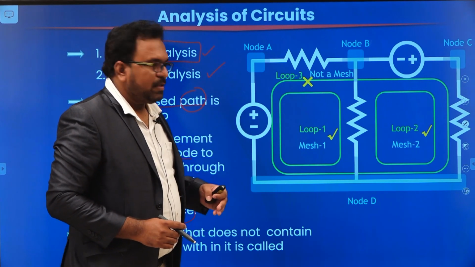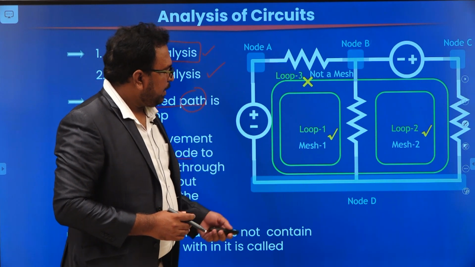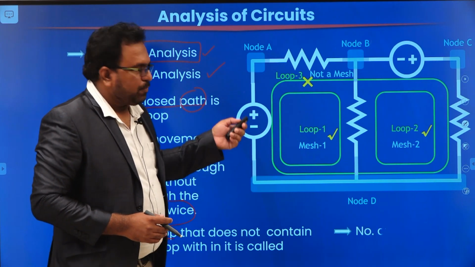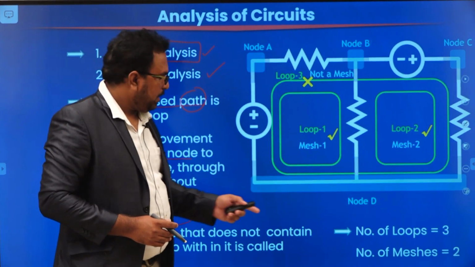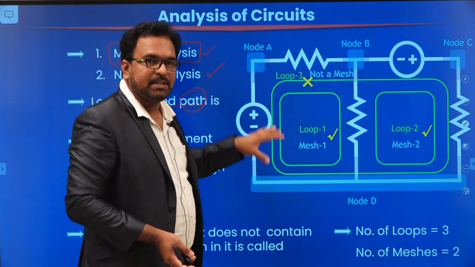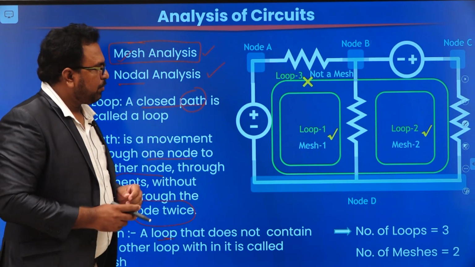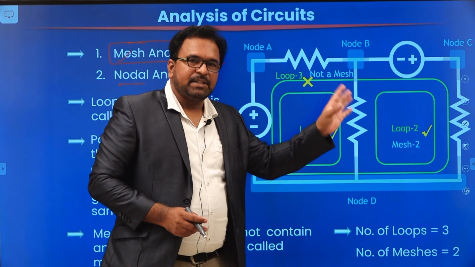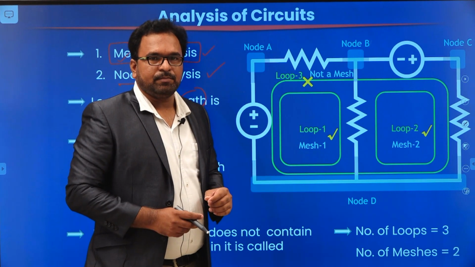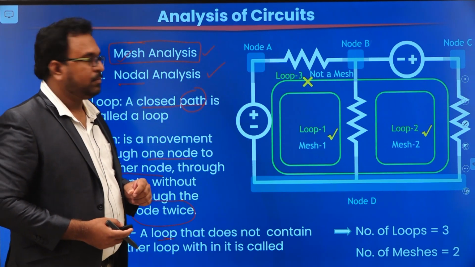By seeing this, you can now differentiate between a mesh and a loop. If you observe here, how many loops are there? 3 loops. And how many meshes are there? There are only 2 meshes. That is the difference between a mesh and a loop. While applying mesh analysis, make sure you identify the meshes in the circuit, not the loops. This is the basic terminology involved.